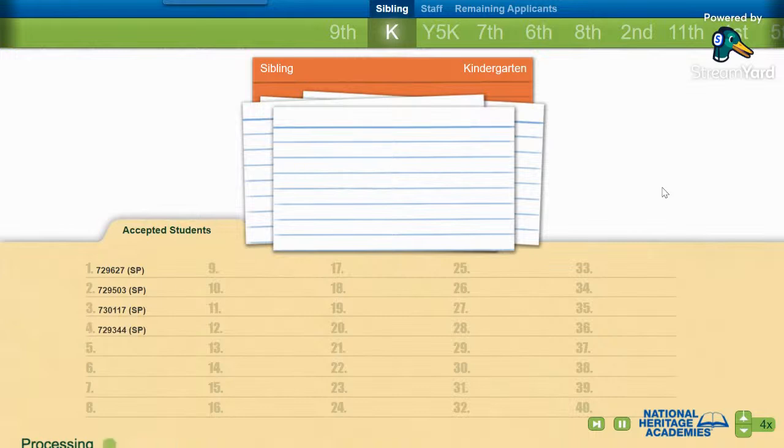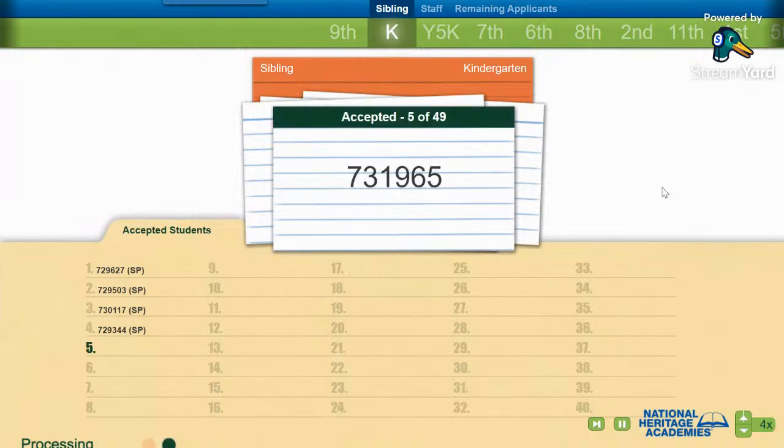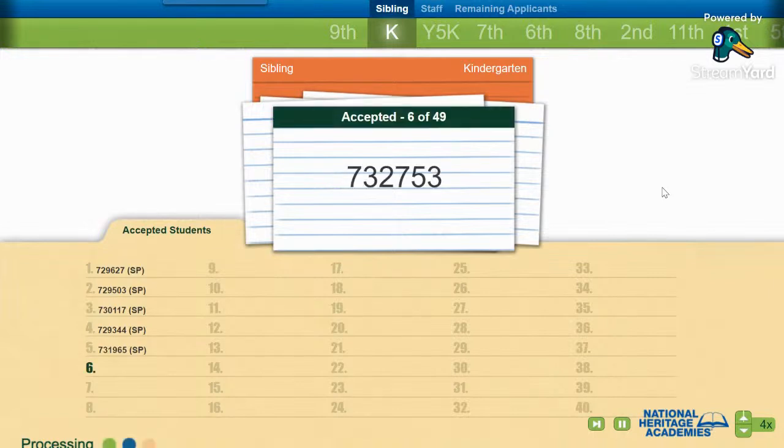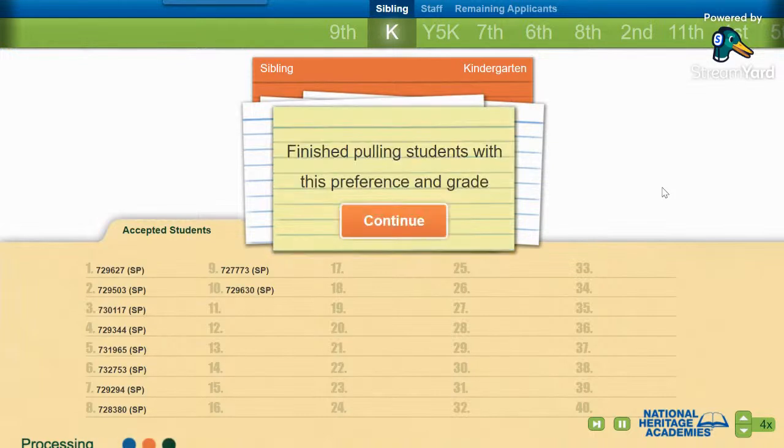729-344 accepted. 731-965 accepted in kindergarten. 732-753 accepted. 729-294 accepted. 728-380 accepted in kindergarten. 727-773 accepted. 729-630 accepted in kindergarten. And that's it for our sibling preference in kindergarten.